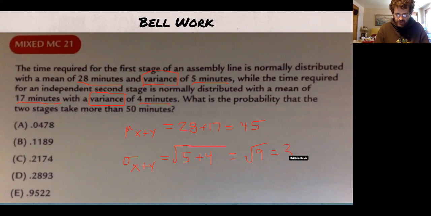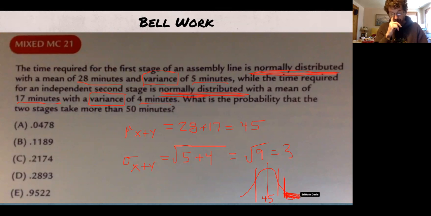So now for our model, we can remember, just think of this as a normal model. And it does say that both of these are normally distributed. So normally distributed and normally distributed. So that means a combination of them will be also a normal distribution. So 45 with a standard deviation of 3. So we can go from there. So we want to figure out if 50 is about right here, what's the probability it's going to take more than that time? And now it's a normal CDF calculation.